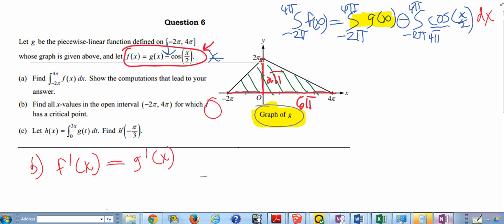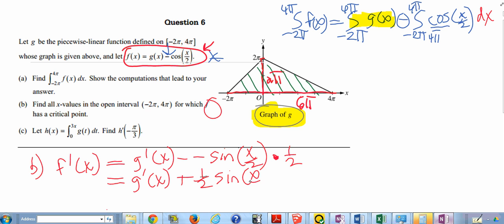and then the derivative of cosine of x over 2 is negative. So we have minus a minus sine of x over 2, and it's not just x, it's a half an x. So the derivative of x divided by 2 is just 1/2. So cleaning this up so that this will make a little bit of sense, we have g prime of x plus 1/2 of sine of x over 2. And we have to make some sort of sense of this.